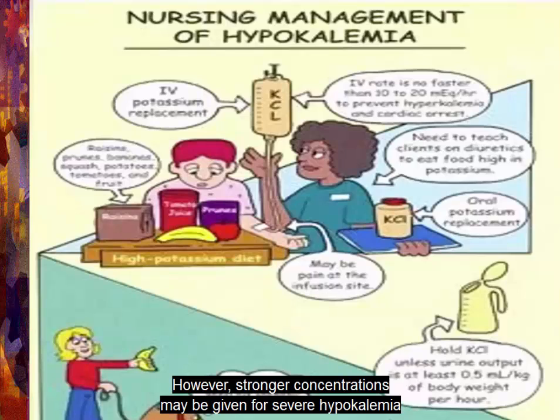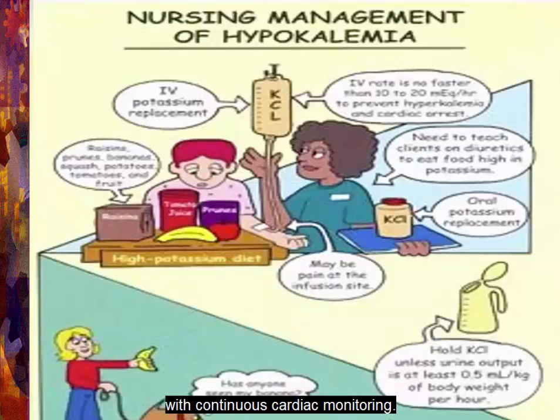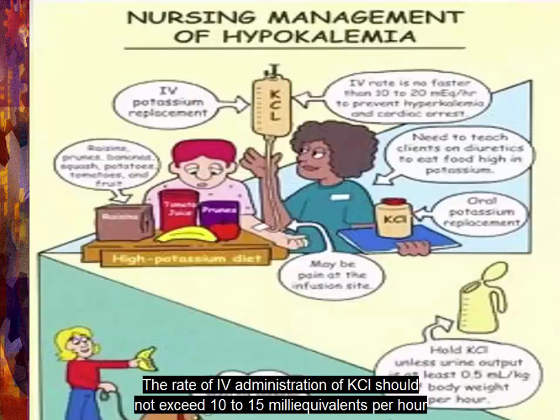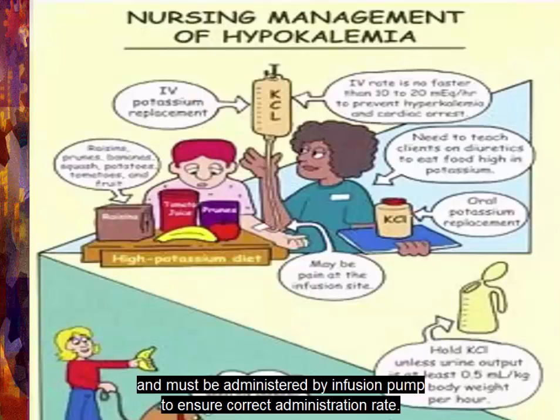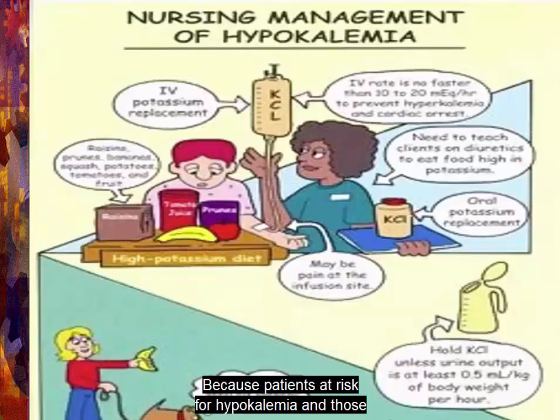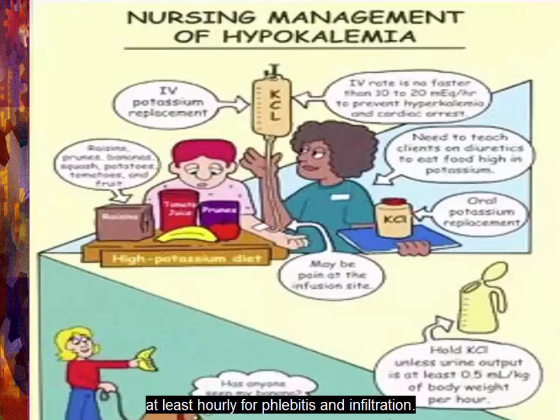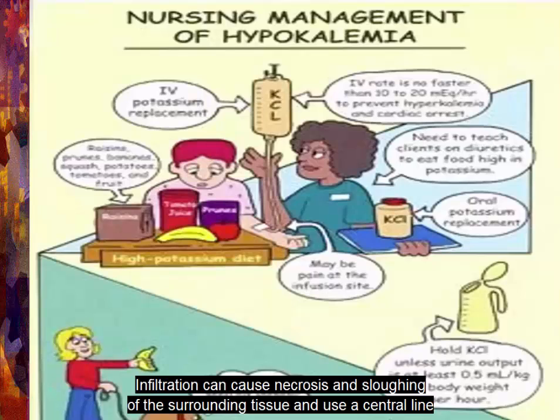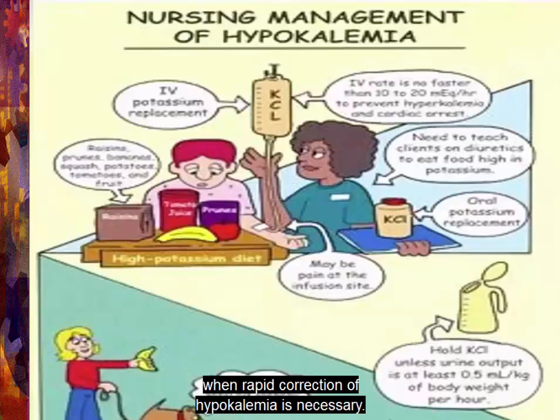However, stronger concentrations may be given for severe hypokalemia with continuous cardiac monitoring. The rate of IV administration of KCl should not exceed 10 to 15 milliequivalents per hour and must be administered by infusion pump to ensure correct administration rate, because patients at risk for hypokalemia and those that are critically ill should have cardiac monitoring to detect cardiac changes related to the potassium imbalances. Because KCl is irritating to the vein, assess the IV sites at least hourly for phlebitis and infiltration. Infiltration can cause necrosis and sloughing of the surrounding tissue, and use a central line when rapid correction of hypokalemia is necessary.